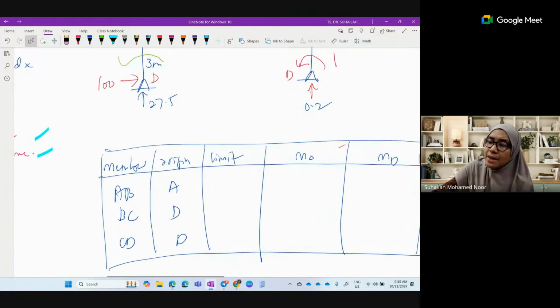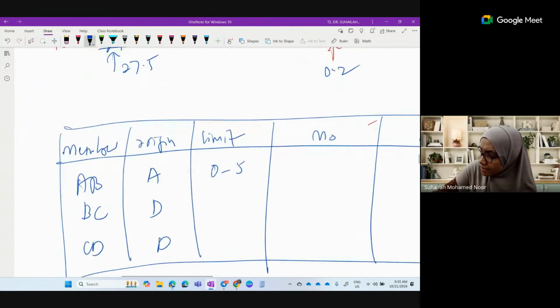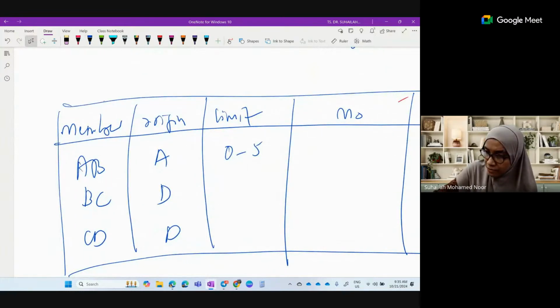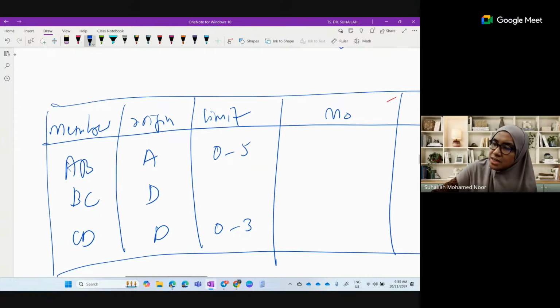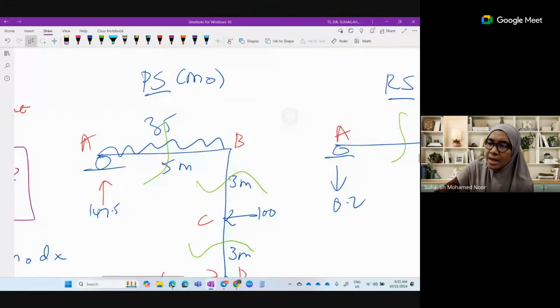Okay, so AB origin A, its limit is 0 to 5. The distance A to B, right? The distance A to B earlier was 5 meters, right? Okay, 0 to 5. CD 0 to 3. 3 meters, right? And BC origin D is 3 to 6. Can? So this must be doable. Don't still hesitate on this one. Cannot, ya. Okay. Now we want to write the moment equation for AB.